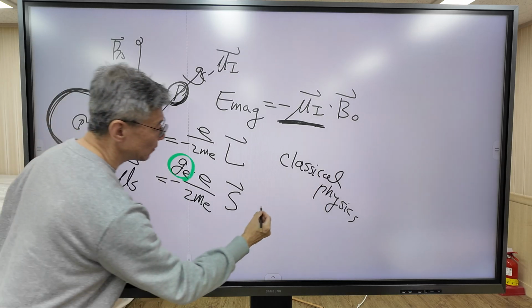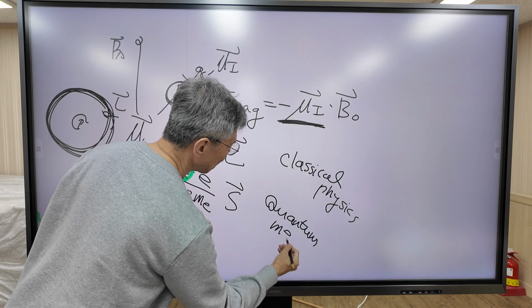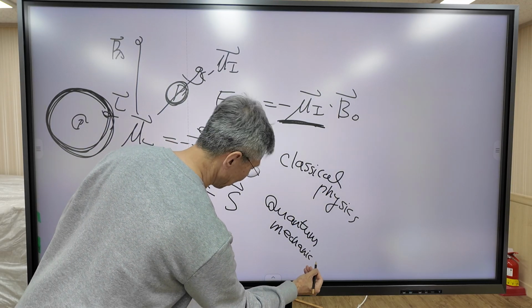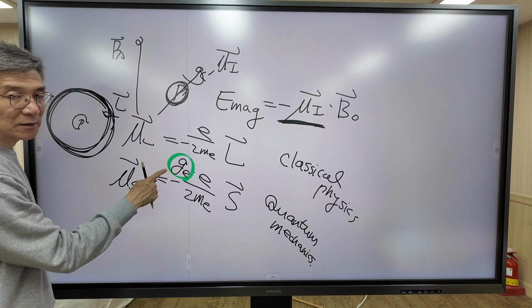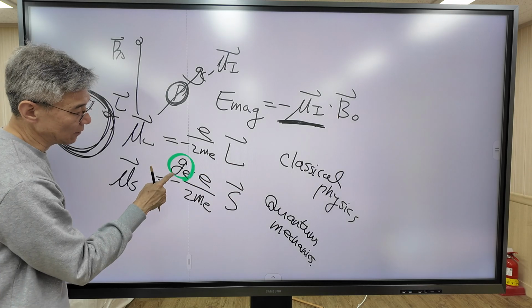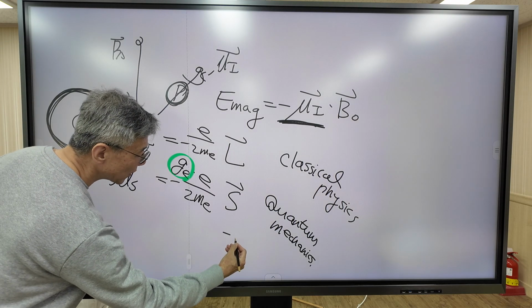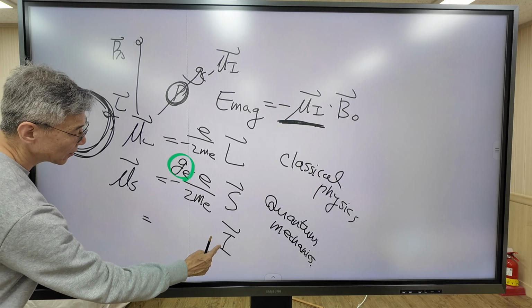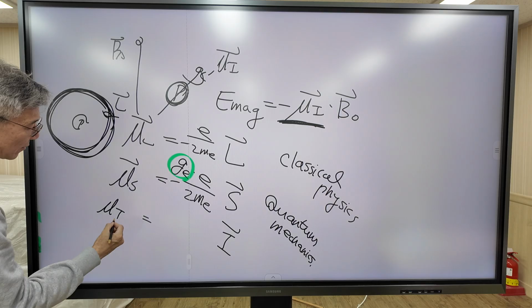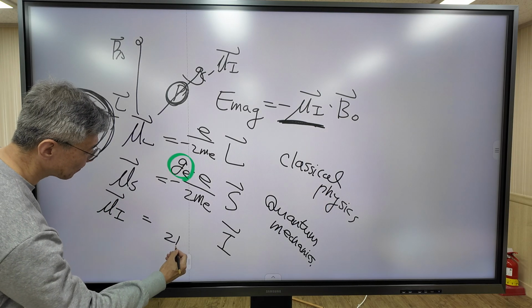This factor comes from quantum mechanics. This factor cannot be explained from classical mechanics. This factor only comes from quantum mechanics. This is our result. And now the nucleus also has spin I. Nuclear spin also generates magnetic moment. The proportionality constant is the same.